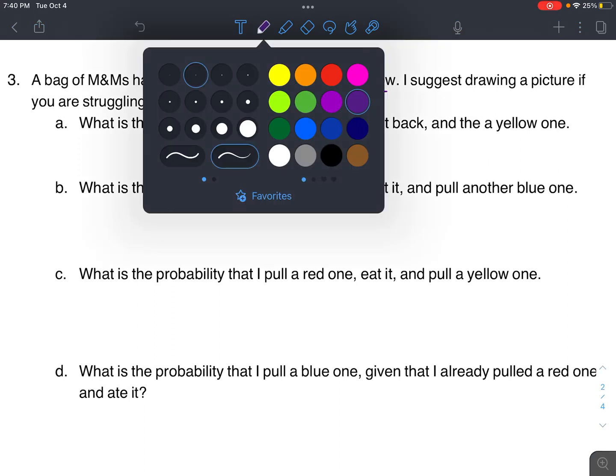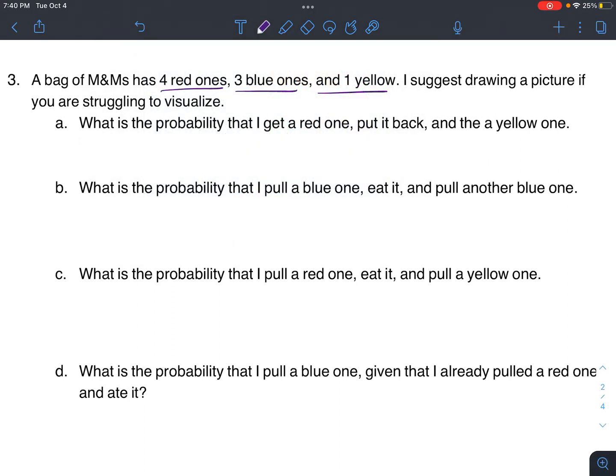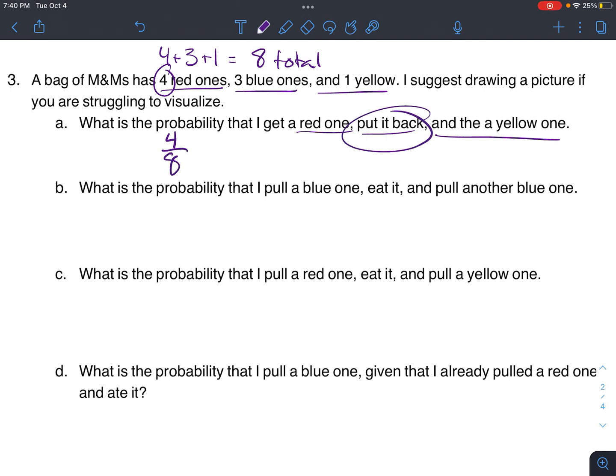So let's just go ahead and start. What's the probability that I get a red M&M, put it back, and get a yellow one? The probability to get a red one is 4 out of 8, because we have 4 red M&Ms and 8 total M&Ms, since 4 plus 3 plus 1 is equal to 8. I put it back, so I'm not eating it. My total M&Ms stays the same. And then I want to know the probability I get a yellow one.